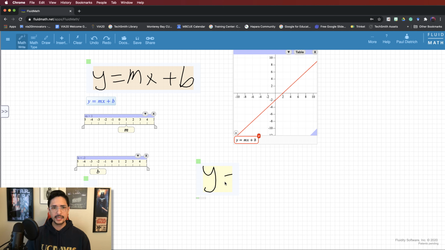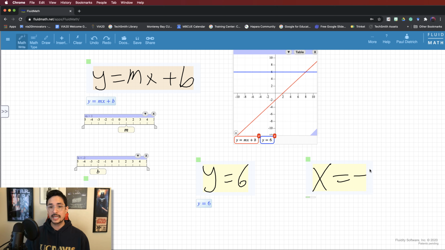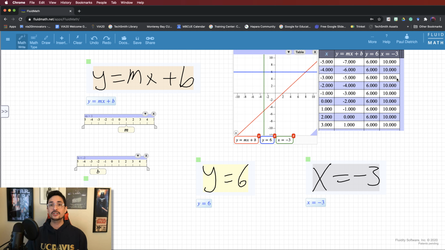But then I can also do this. Let's say I had y equals 6, right? I can graph it just by swooping, and it graphs right on the graph. Where I have x equals -3, I swoop it onto the graph, and it graphs it. And now I have 3 different lines. I can hit the table, and here's all of them. Here's the table of values. And I'm like, this is great.